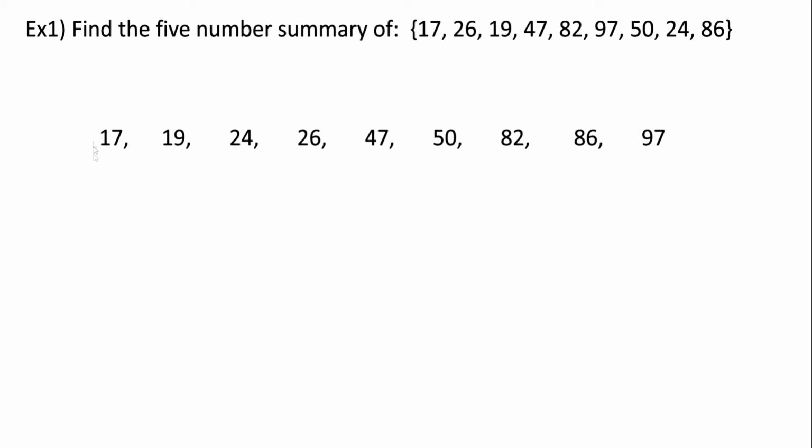We can immediately mark down what our minimum and maximum are. And we have an odd number of values here. There's 9 values in this set, so we can see our median is 47. Now that we found our median, we can find Q1 and Q3.